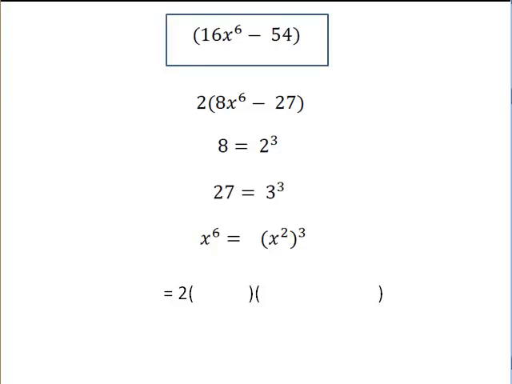Remember to bring the 2 down with you. Students have a habit of leaving that 2 behind and intending to put it in at the end of the problem, but then forgetting to bring it along. Now let's build the binomial in our factorization.